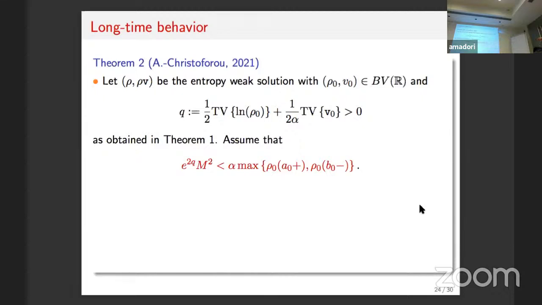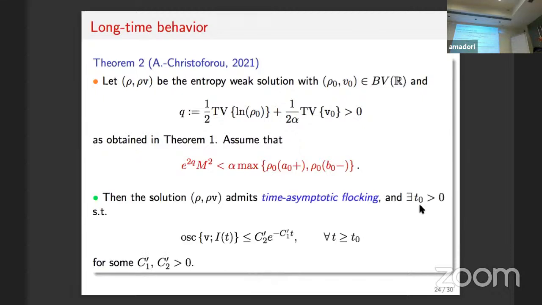So, okay, what is the conclusion? The conclusion is that our solution admits a time asymptotic clocking, and in particular, we can establish an exponentially fast decay of the oscillation of the rho's. And we can estimate what the decay rate in time is.